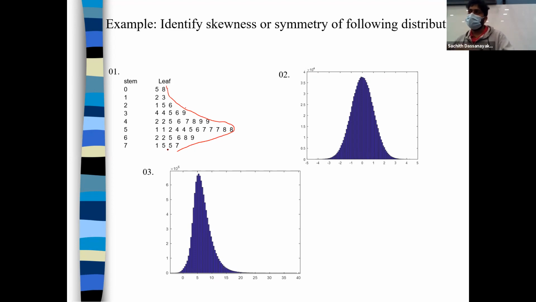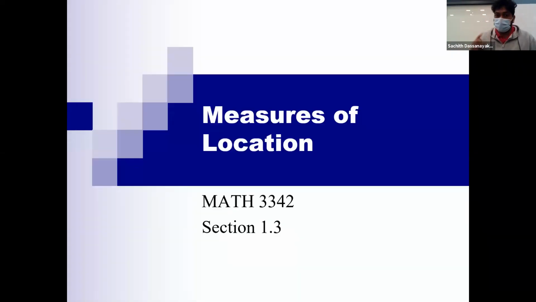Which side? When you rotate it to this side, you have a long tail on your left hand side. Clear? If you turn it like this, you have this tail. So it means it is left tail, left skewed or negatively skewed. Clear? This is the way. So online guys, can you see these slides? Yes. Okay, perfect.